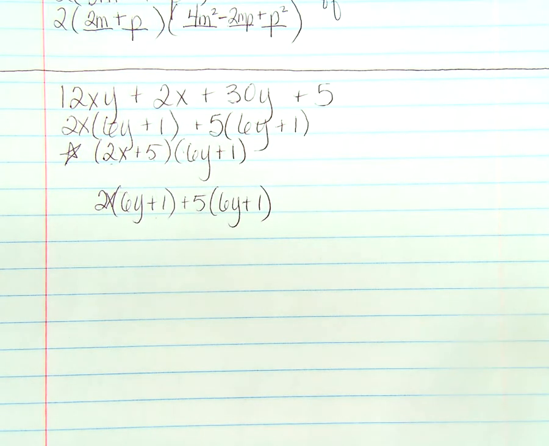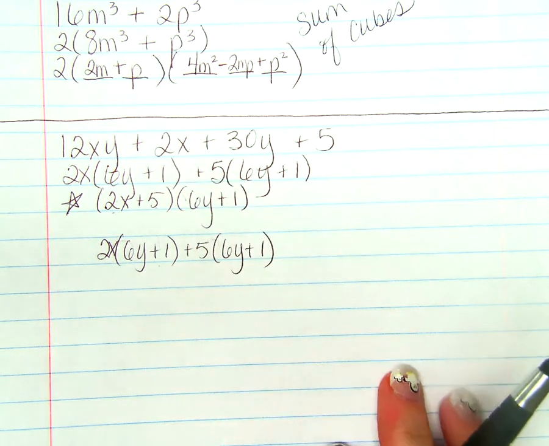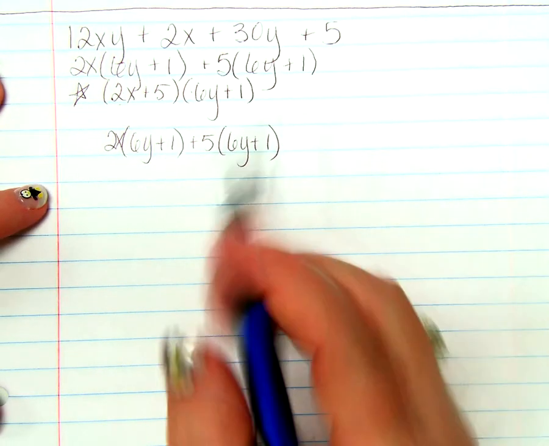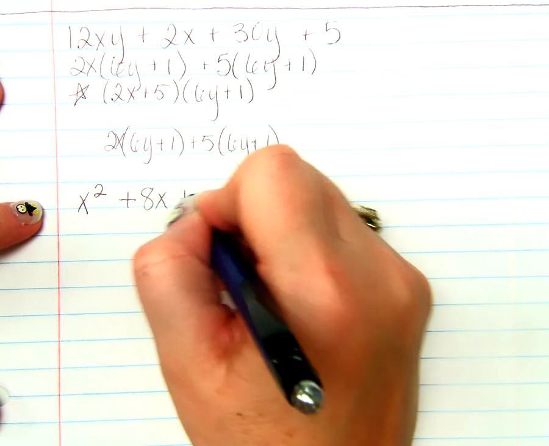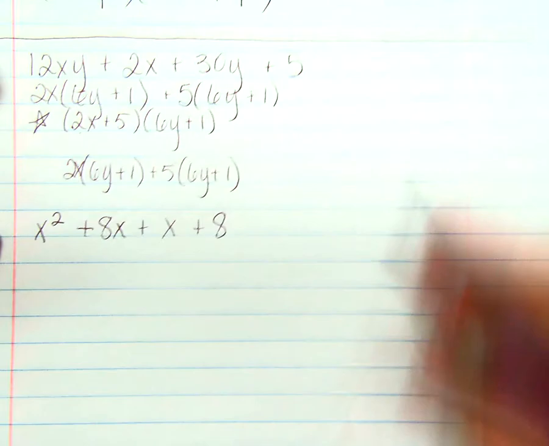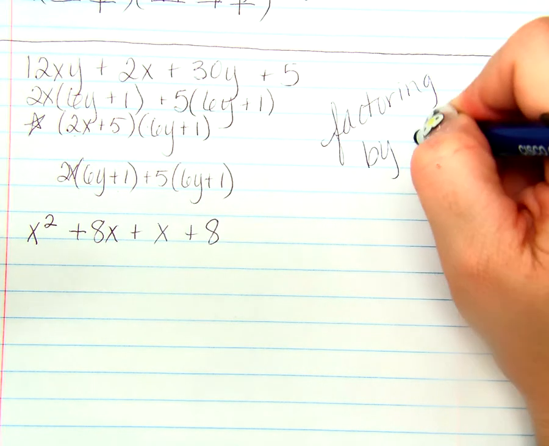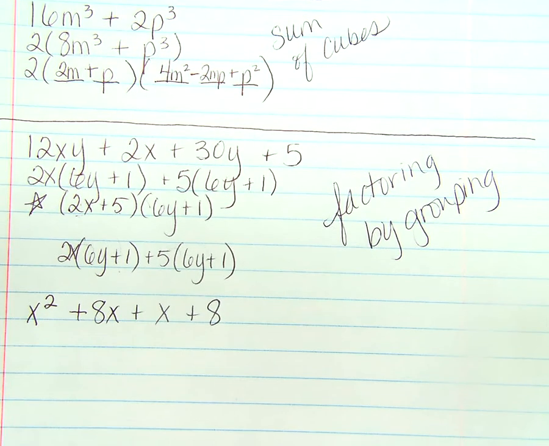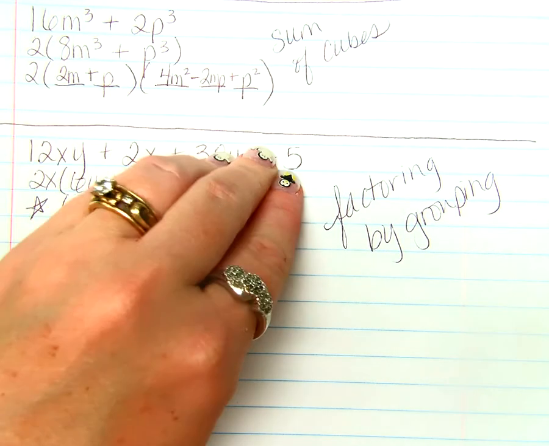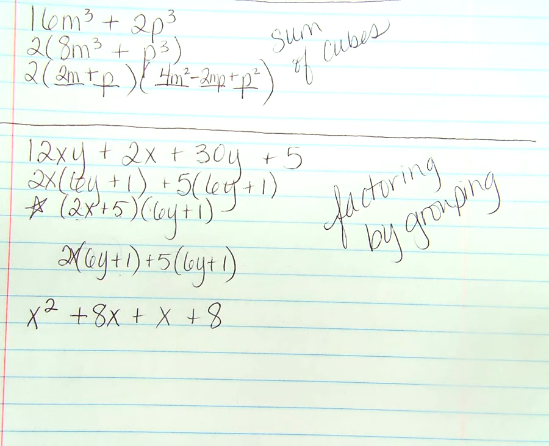Okay, let's do another one. But when I do the next one, I'm going to make it easier. Is that okay? Because guess what, guys? They don't get much harder than this one right here. They really don't. Okay? X squared plus 8x plus x plus 8. First of all, I need you to know that this is called factoring by grouping. Does that make sense? It's called factoring by grouping. We grouped the first two terms, we grouped the second two terms, and then we grouped what we factored together. Does that make sense?